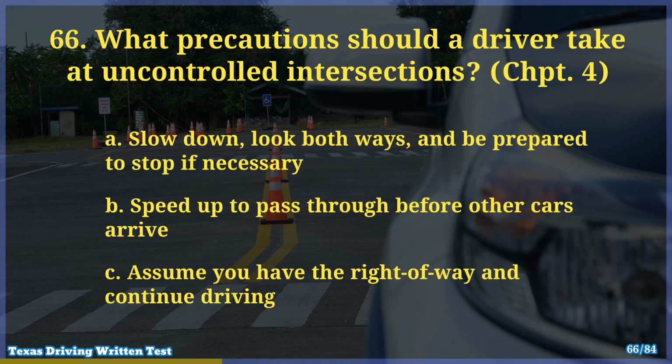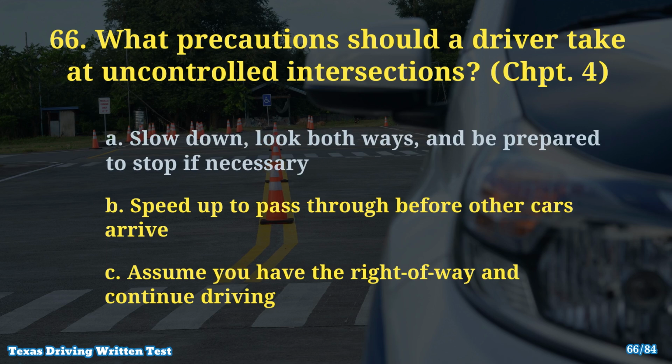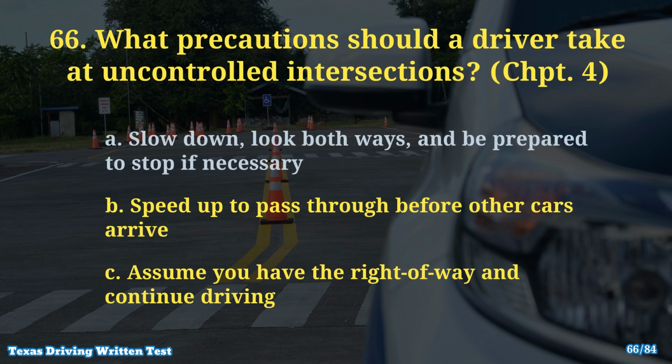66. What precautions should a driver take at uncontrolled intersections? A. Slow down, look both ways, and be prepared to stop if necessary. B. Speed up to pass through before other cars arrive. C. Assume you have the right of way and continue driving. Answer is A. Slow down, look both ways, and be prepared to stop if necessary.